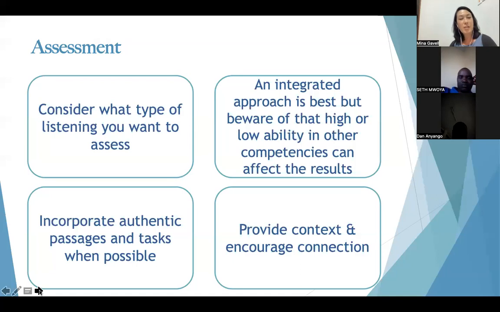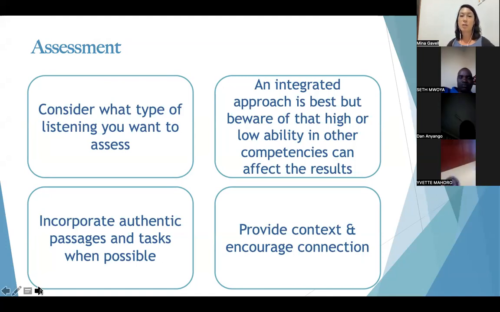When possible, we want to incorporate authentic passages. Students aren't always ready for authentic listening, but we want to have authentic tasks, the kind of things we would do in real life. For example, in real life, we don't do multiple choice. It doesn't mean multiple choice can't be part of an assessment, but we want to also do something that's more like what we do in real life.